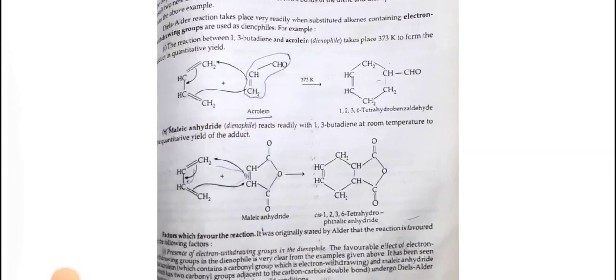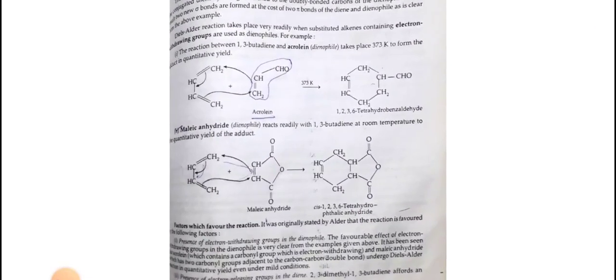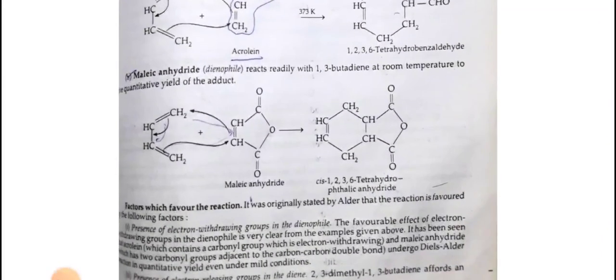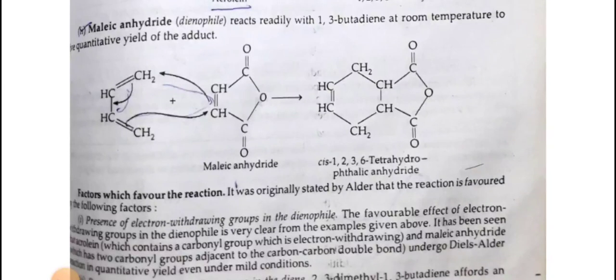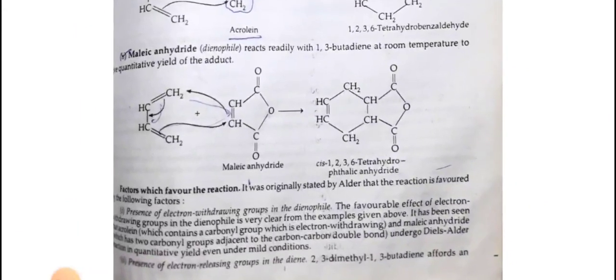Factors which favor the reaction. It was originally stated by Alder that the reaction is favored by the following factors. First, presence of electron withdrawing groups in the dienophile. The favorable effect of electron withdrawing groups in the dienophile is very clear from the examples given above. It has been seen that acrolein, which contains a carbonyl group which is electron withdrawing, and maleic anhydride, which has two carbonyl groups adjacent to the carbon-carbon double bond, undergo Diels-Alder reaction in quantitative yields under mild conditions.